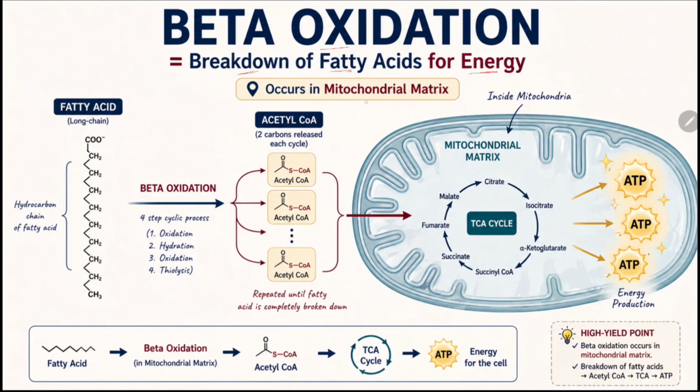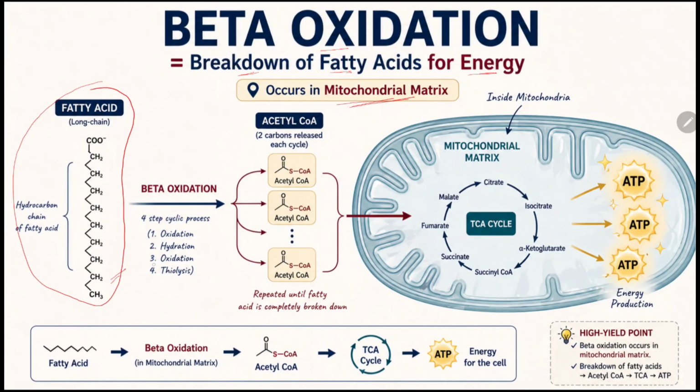And where does it occur? It occurs in the mitochondrial matrix. Long chain fatty acid undergoes a 4-step cyclic process, that is oxidation, hydration, oxidation and thiolysis. These are the 4 steps and it undergoes cyclically, and with every cycle one acetyl-CoA molecule is released. This acetyl-CoA molecule enters citric acid cycle and finally it gives ATP as the energy source. So, the breakdown of fatty acids is what is called as beta oxidation.